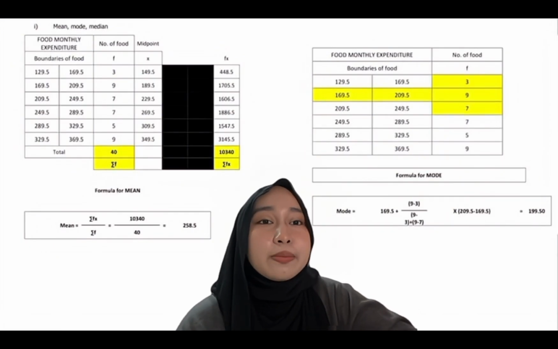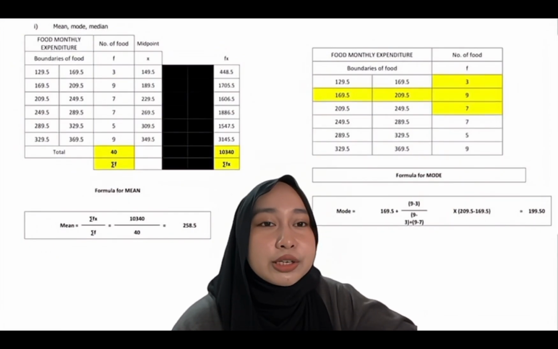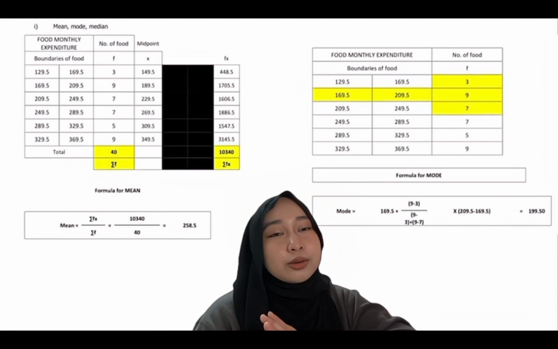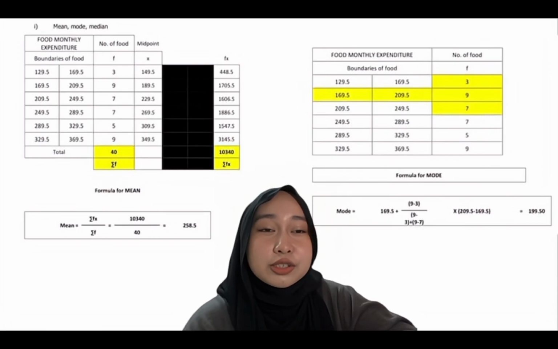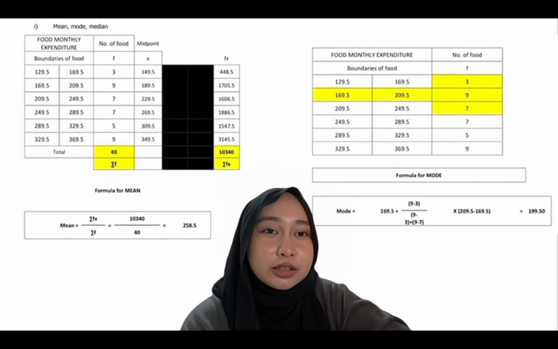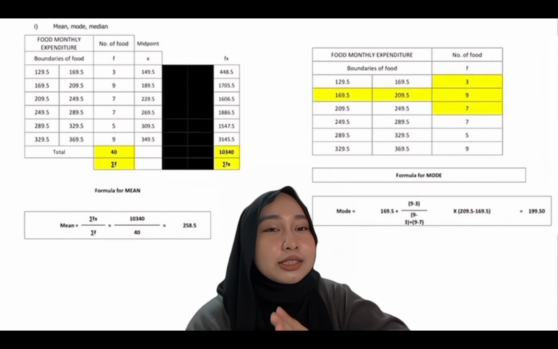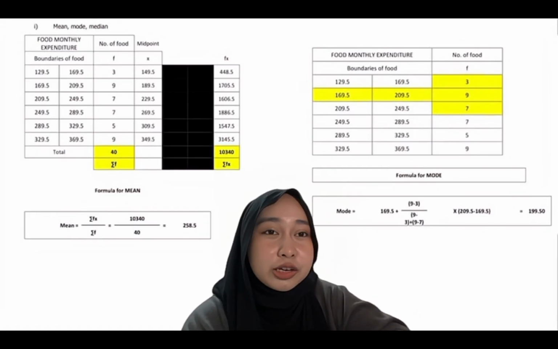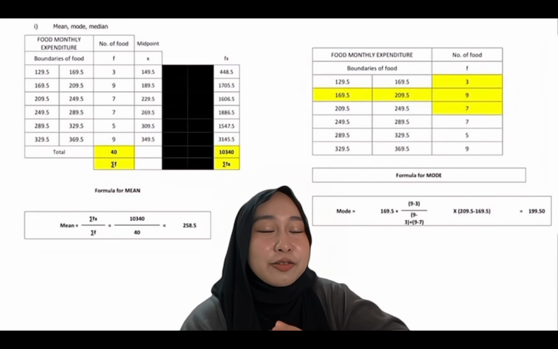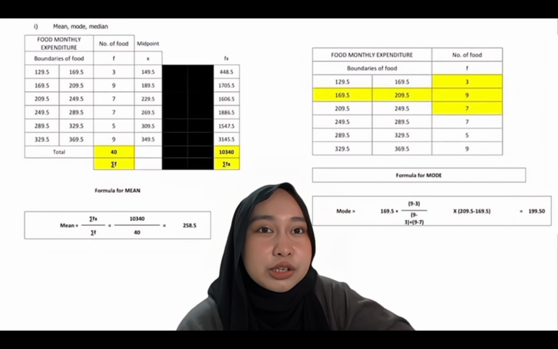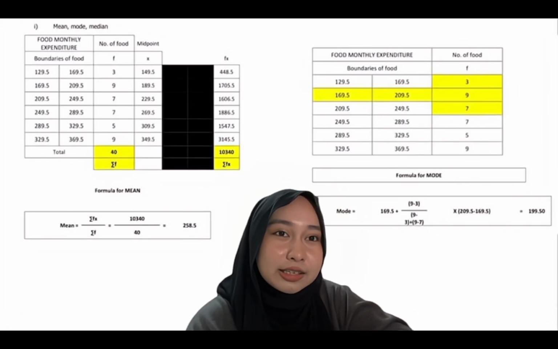Now, let's look at the mode. Mode is the class with the highest frequency, which is 164 Ringgit 50 cents to 209 Ringgit 50 cents with a frequency of 9. Using the mode formula, mode equals 164 Ringgit 50 cents plus (9 minus 3) divided by (2 multiplied by 9 minus 3 minus 7) multiplied by 40, which gives 199 Ringgit 50 cents. So, the most common monthly expenditure is 199 Ringgit 50 cents.